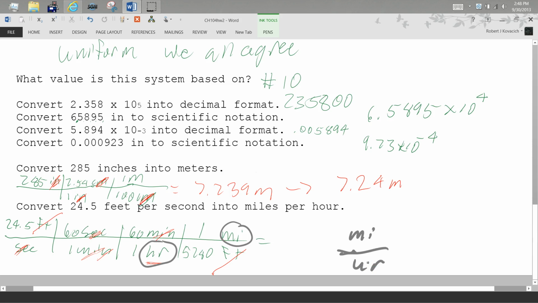Does somebody have the number for that? 16.7, yeah, that sounds good. 16.7. And are we okay with the number of significant figures with that? We are, right? Because I've got 24.5, so that gives me 3. So my answer needs 3, and 16.7 is 3. And I guess that's it.